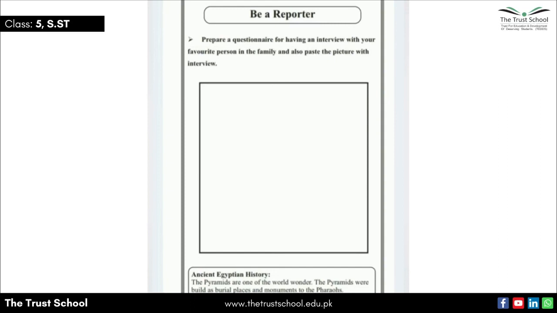Next topic is be a reporter. That is a very interesting topic in which you have to take an interview of your favorite person. That can be a family member or that can be your friend.